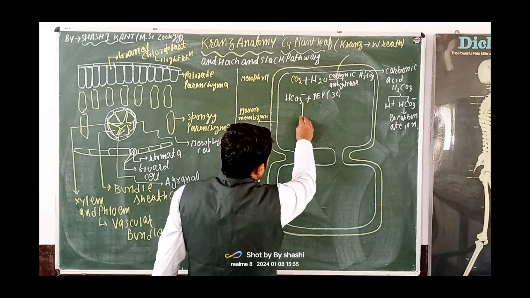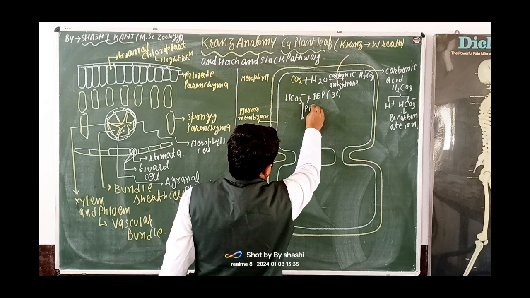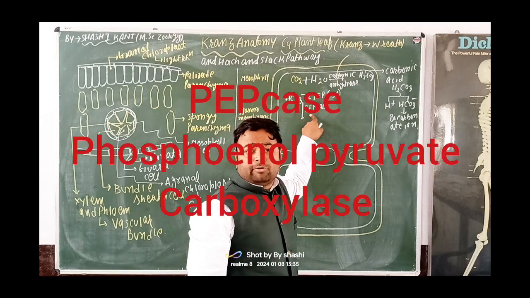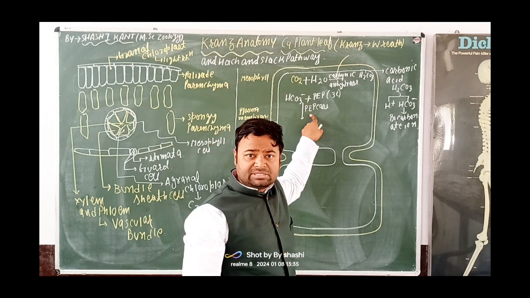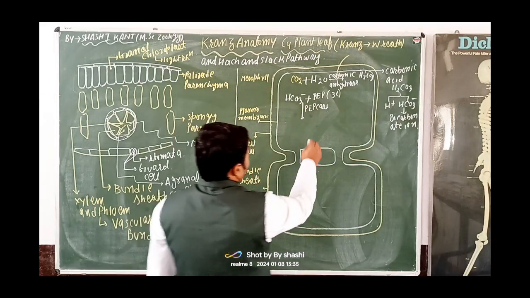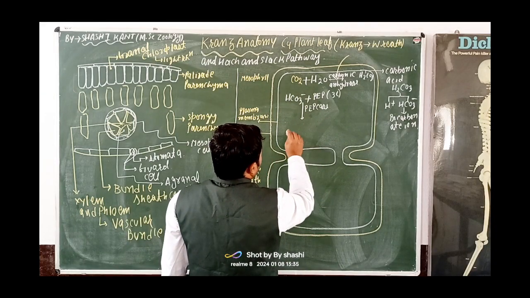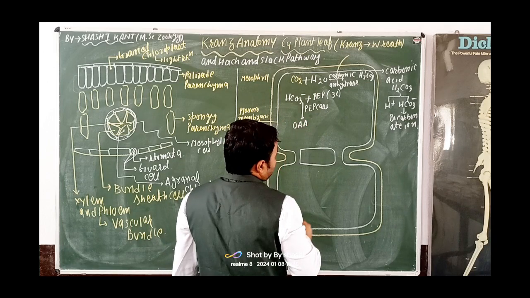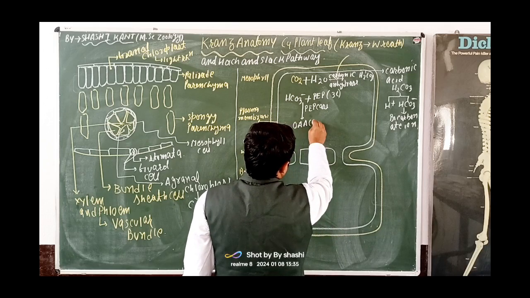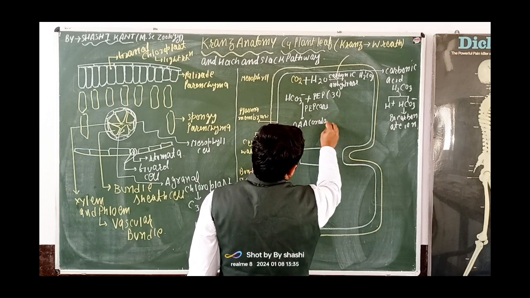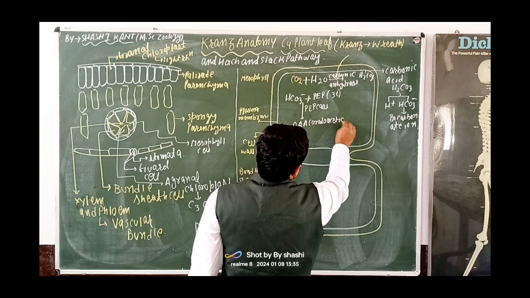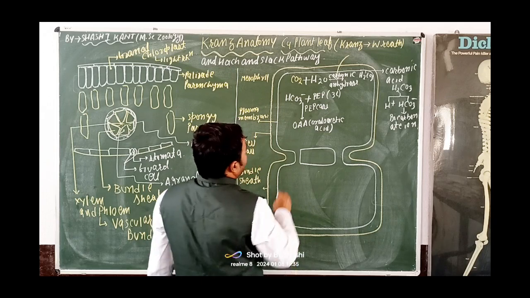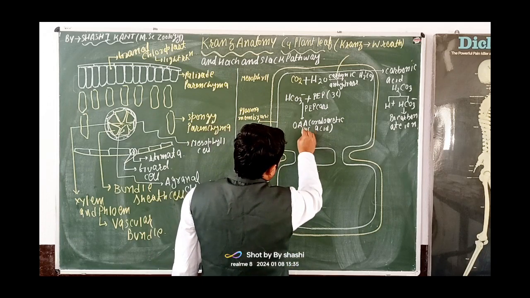Then, in the presence of the enzyme PEP carboxylase, the full form of which is phosphoenol pyruvate carboxylase, what is formed? OAA. OAA is oxaloacetic acid. Oxaloacetic acid is actually a 4-carbon compound.